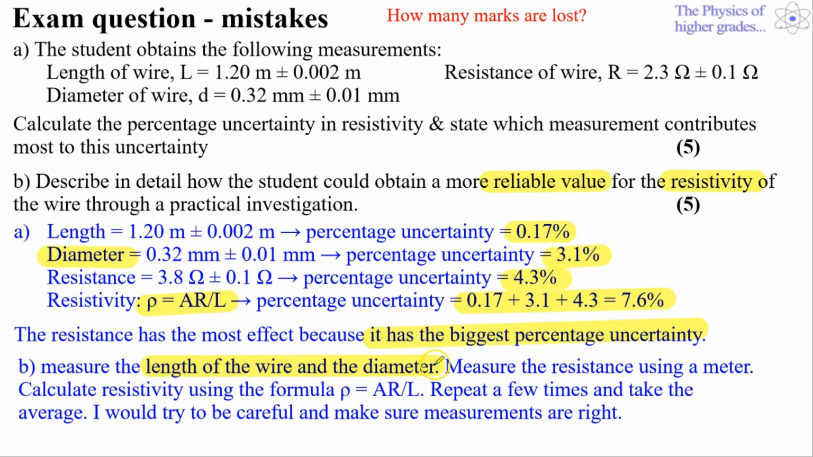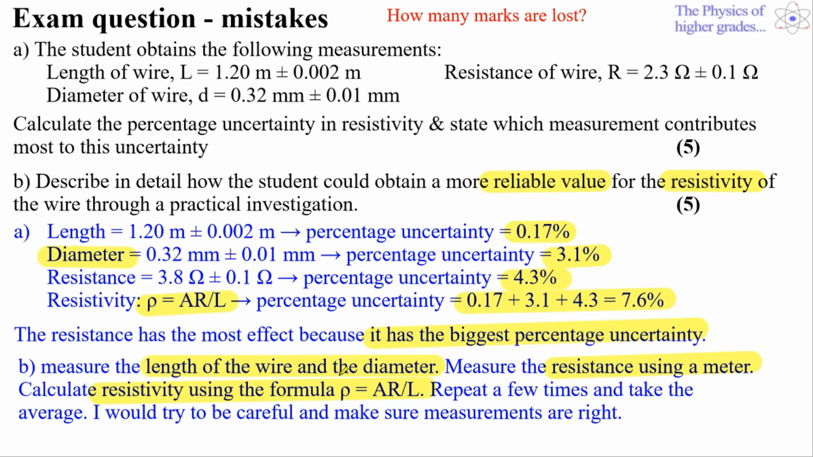They haven't identified with what, so that's marks lost there. Measure the resistance with a meter. They haven't identified which meter. It should be an ohm meter. Calculate resistivity. Well, okay, so they're just doing a single value here, which is not good practice. This is not what we do in the core practical.